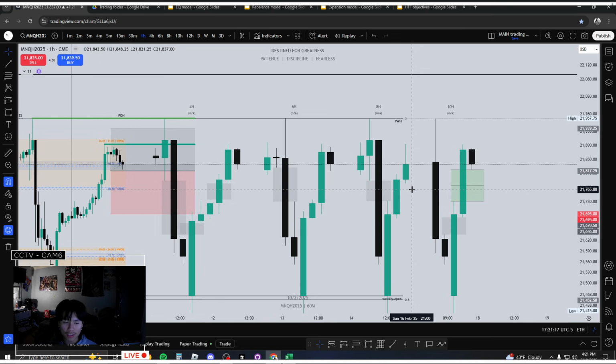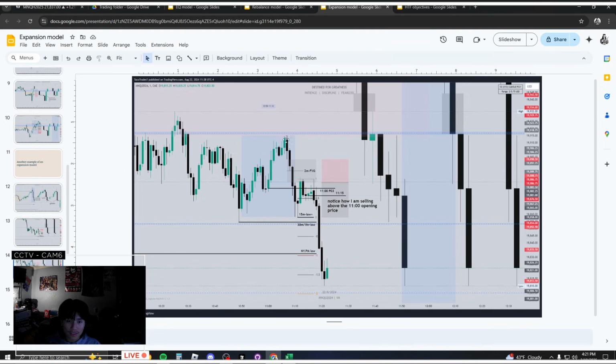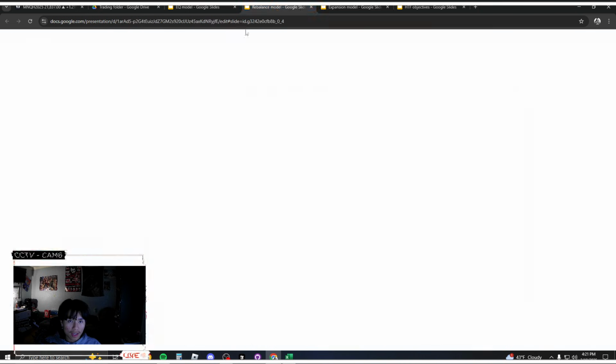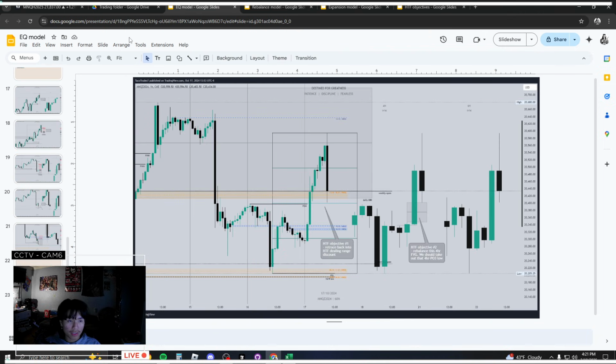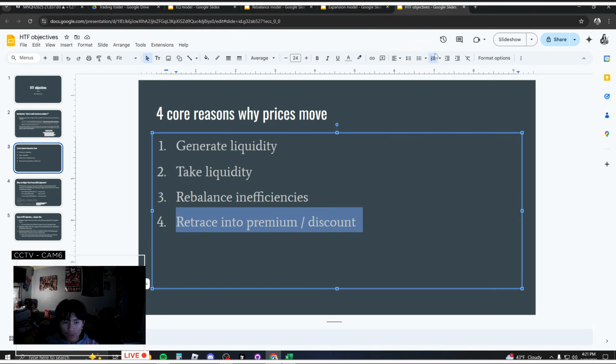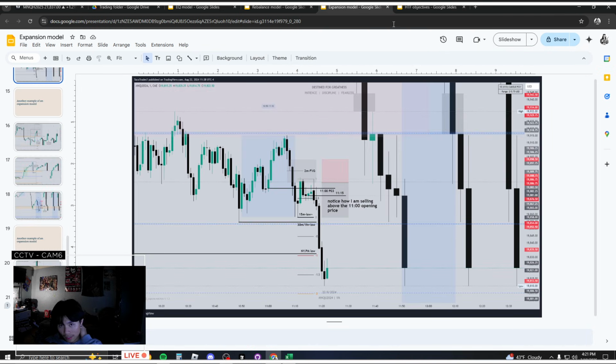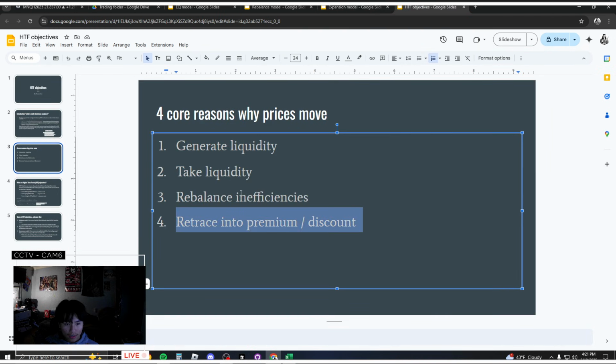But I'm going to be creating a separate video going over every single one of these expansion trades, every single one of these rebalance trades, and every single one of these equilibrium trades. But just keep in mind, there are 4 reasons why price moves. The first is to generate liquidity, which is basically consolidation. You don't want to be in trades whenever prices are consolidating. The second is to take liquidity, which is expanding towards existing liquidity, right? The third is to rebalance inefficiencies, to trade back into fair value gaps. And the fourth is to retrace back into premium and discount.